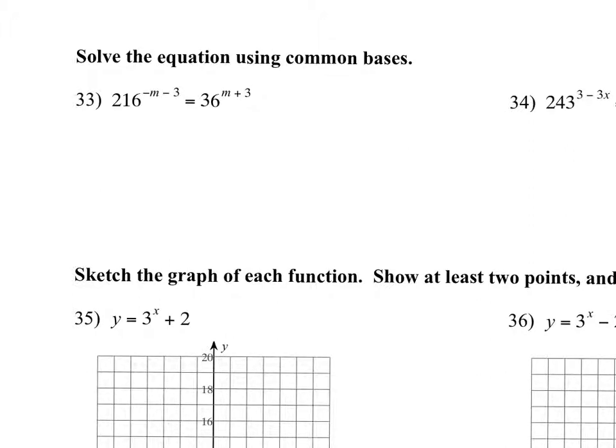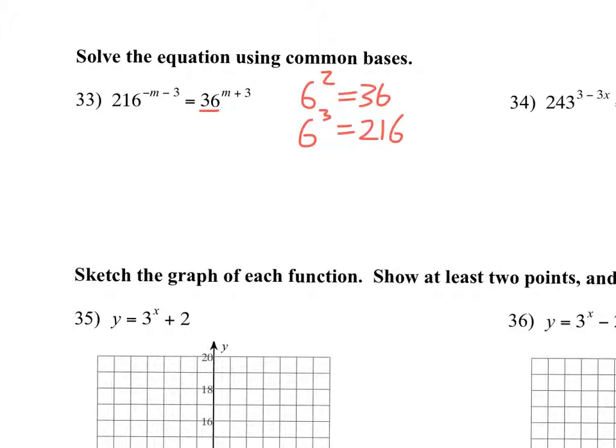Next up, we've got to solve using common bases. I've got 216, I've got 36. Well, I know 36 is going to be 6 squared. I don't think 36 squared is going to work for that. It's going to be a really big number. So I might look at this and then 6 to the third, 6 times 6 times 6 is 216. So that gets us in really good shape really quickly.